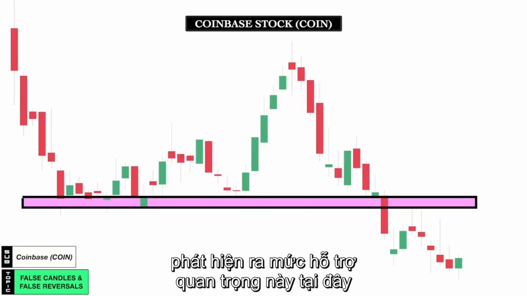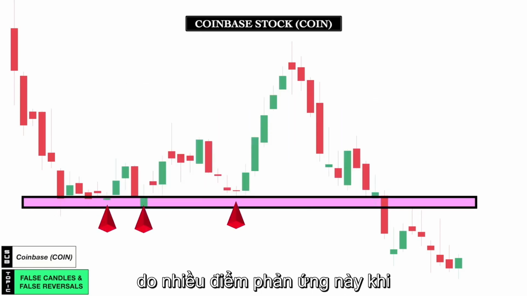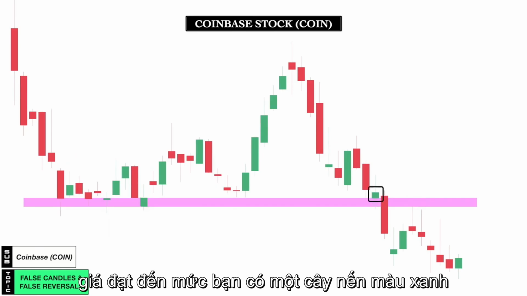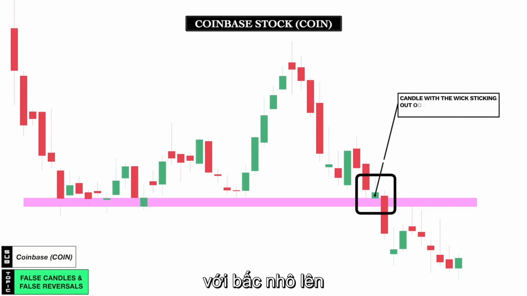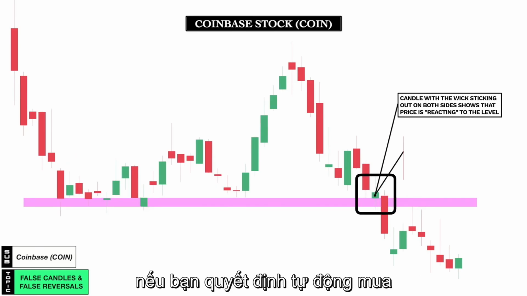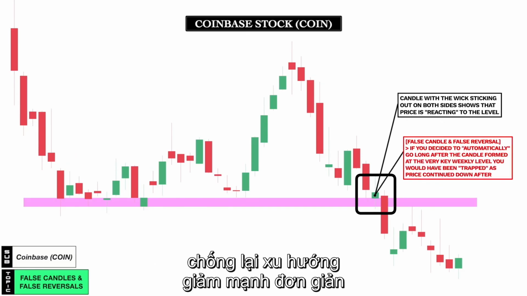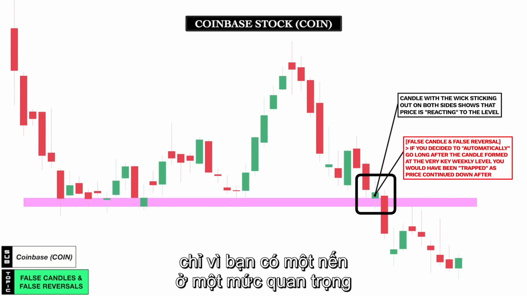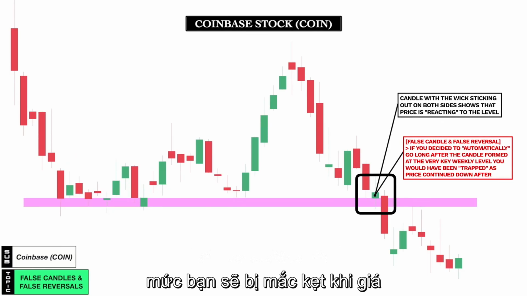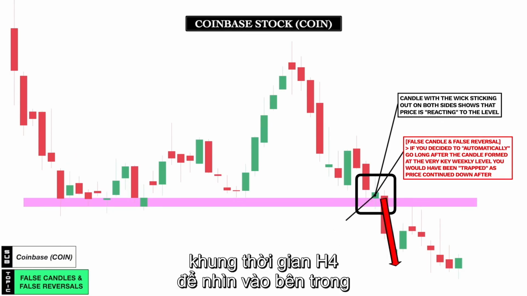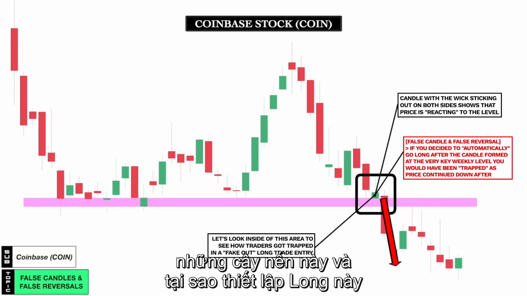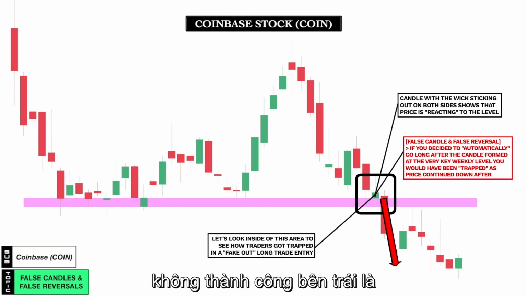You spotted this key support level here due to these multiple reaction points. As price reached the level, you had a green candle with the wick sticking out. Again, if you decided to automatically go long against the strong downtrend, simply because you had candlesticks at a key level, you would have been trapped as price continued down. So let's pull up the 4-hour time frame to look inside of these candles and why this long setup failed.